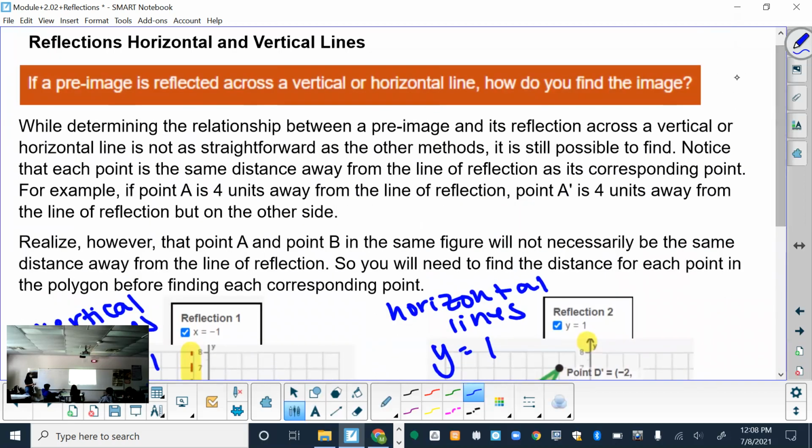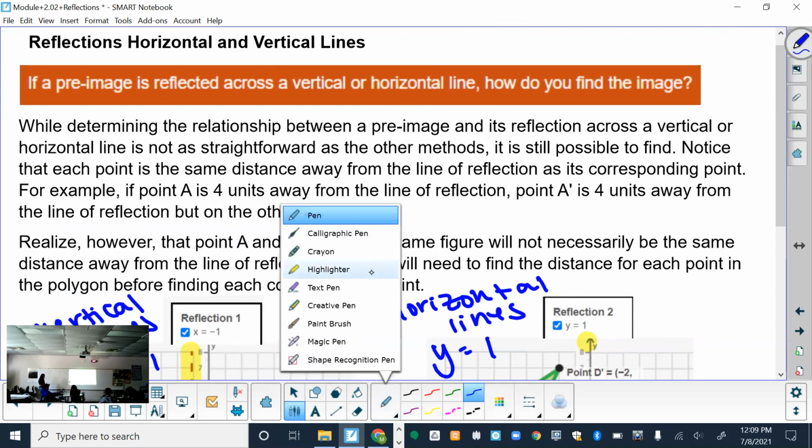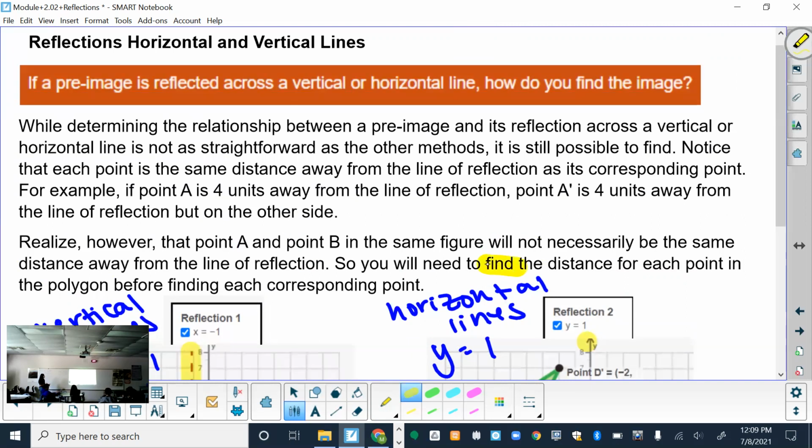Now for the rule, it's not going to be the same for all of the points. So when you're just trying to figure out how to reflect it, what you're going to do is just find the distance. Let me highlight that. Find the distance for each point in the polygon before finding each corresponding point.